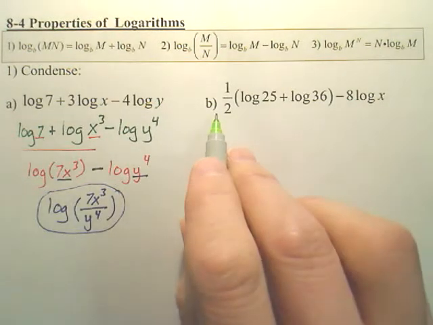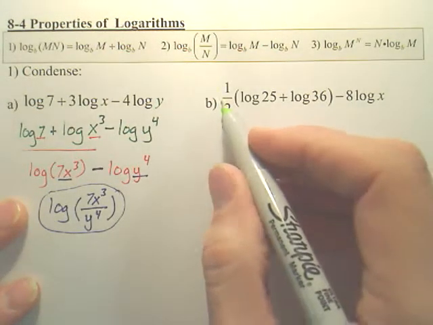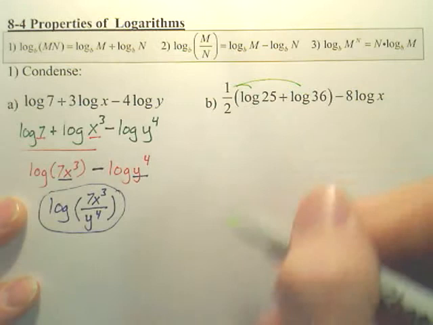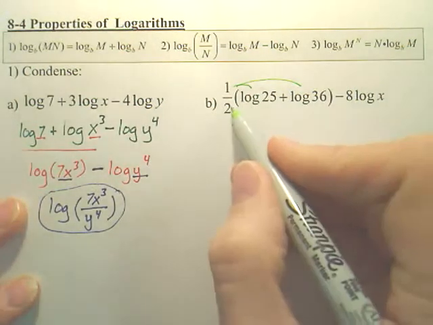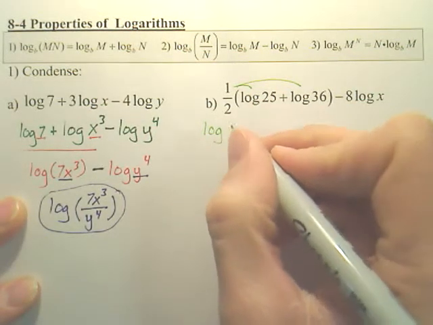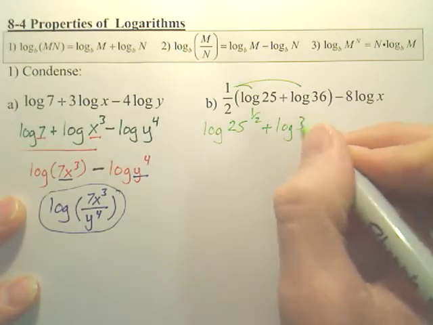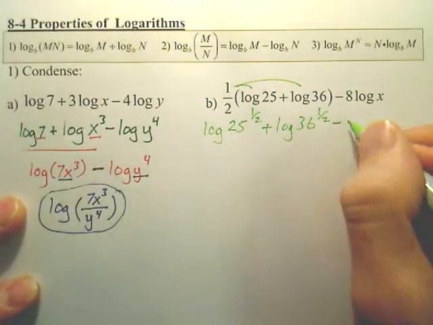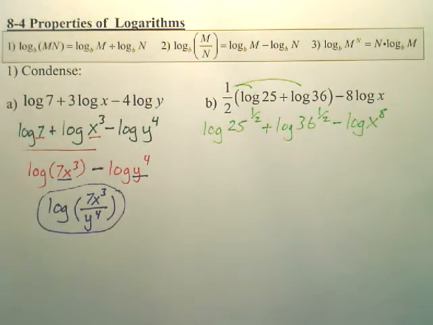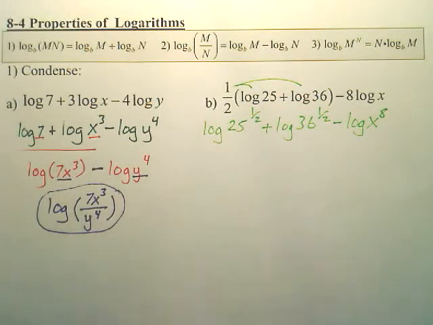Letter B, number 2 here. First thing, take all powers, all numbers in front, and raise them to a power. Now I'm going to skip a step here. Do you guys understand this 1/2 basically distributes to both of these? So would that mean that the 1/2 goes to both powers? So what you should see is this is log 25 to the 1/2 power plus log 36 to the 1/2 power minus log x, and the 8 jumps up top, 8th power. Again, this 1/2 multiplies to both pieces, which then become exponents for both pieces.